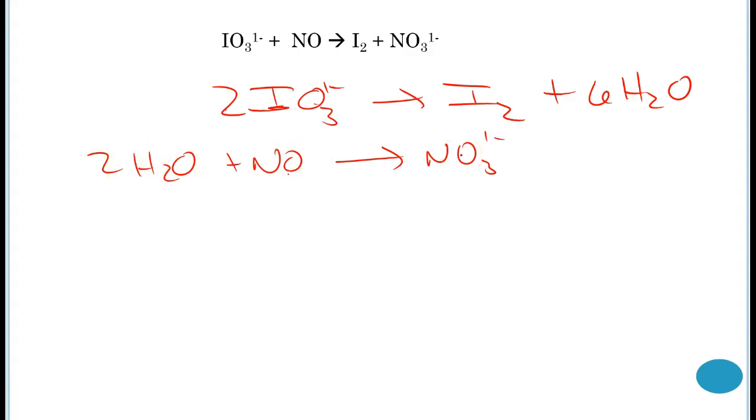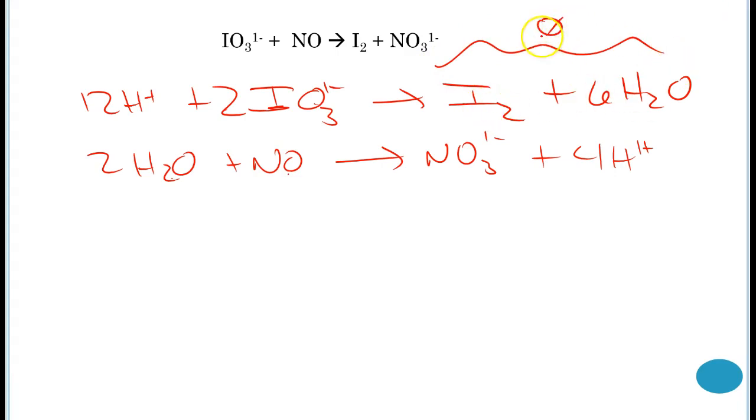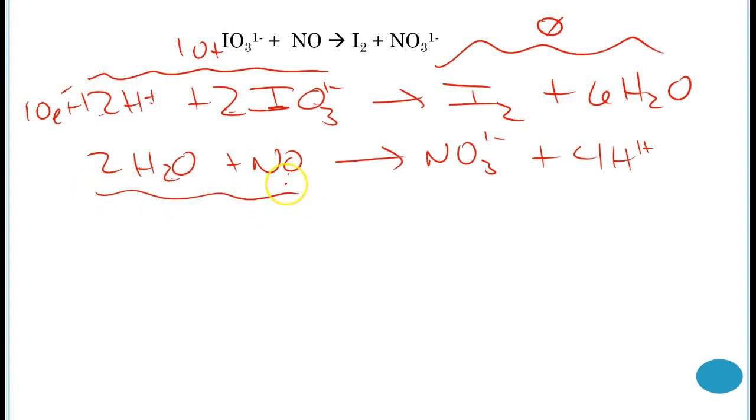Then you balance the atoms of hydrogen by adding H+. I have 2 times 2 is 4, 4 H+. 6 times 2 is 12, 12 H+. Then you balance the charge by adding electrons on each half of the reaction. This side is 0. This side is positive 12, minus 2 is positive 10. So I need 10 electrons, because electrons bring charge down. This side is 0. This side is negative 1 and positive 4, so it's positive 3. I need 3 electrons here.